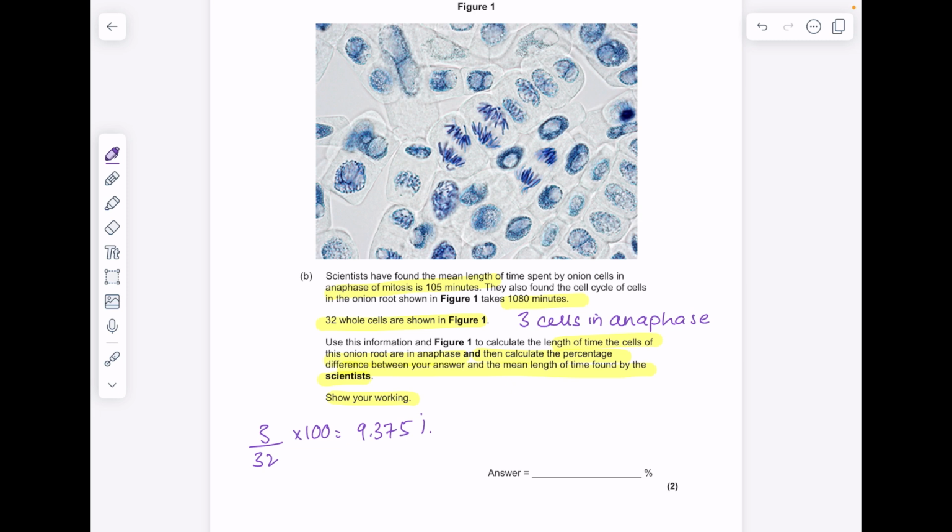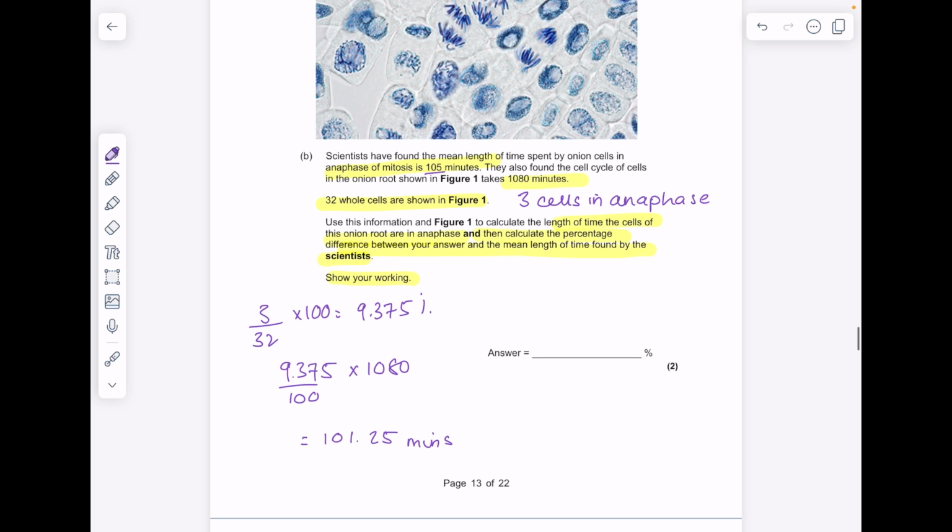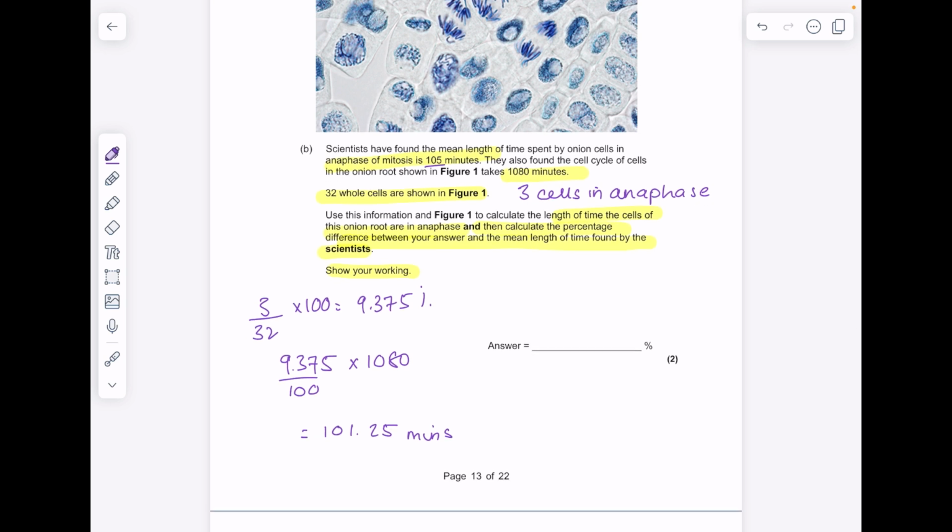So we know that 9.375% of the cells present here are in anaphase. So how much time does that take? We'll find 9.375% of 1080. My calculations state that it's going to take 101.25 minutes, but the scientists thought that it would take 105, so just work out the difference between those numbers, which is 3.75.